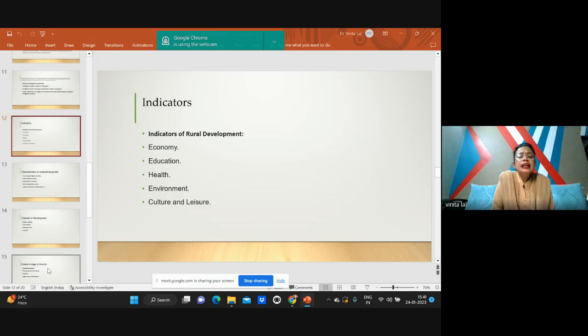And the last indicator is culture and leisure. The amount of money spent on culture and leisure will indicate the economic status of the rural community. Rural people spend mostly on local festivals all over the world. The spending of the rural community is important. It is directly proportional to their earnings. The higher the earning, the higher will be the spending on culture and leisure, and this will also reflect the economic status of the rural community. So spending on culture and leisure is taken into account in the rural development index. Now, next slide.